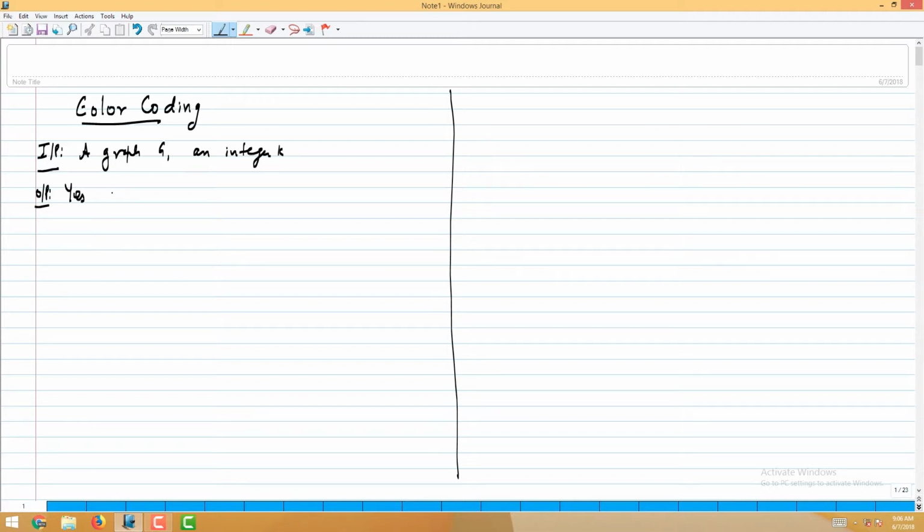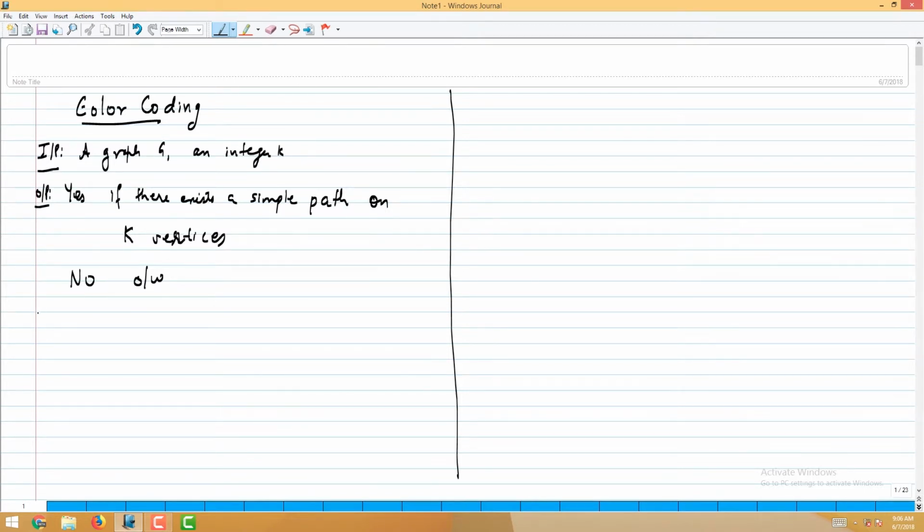So it outputs yes if there exists a simple path on k vertices, and it outputs no otherwise, if there is no simple path on k vertices. Okay, so the problem is clear.